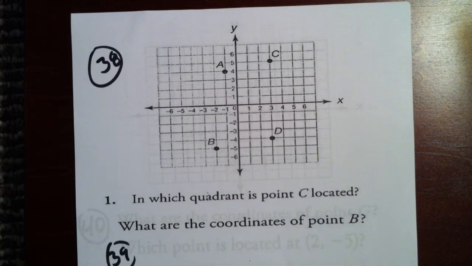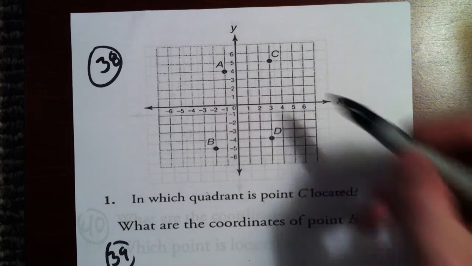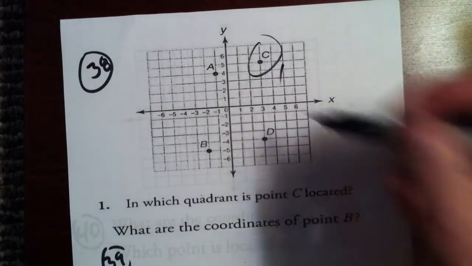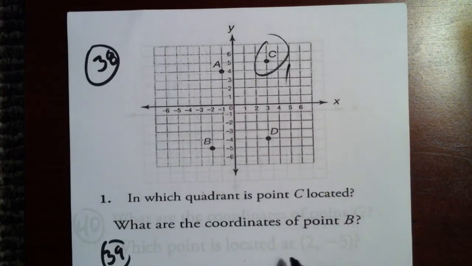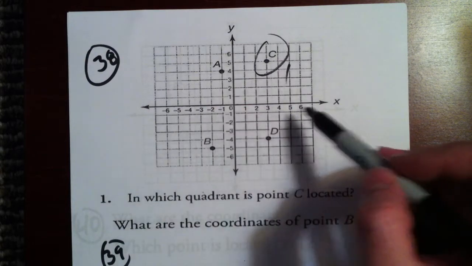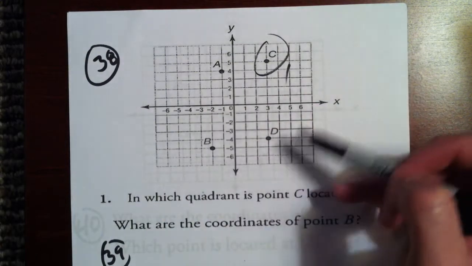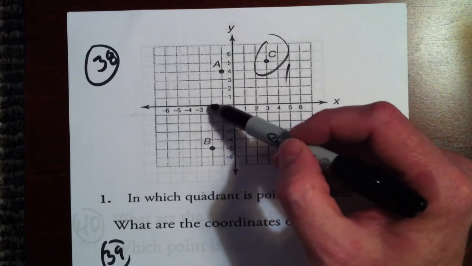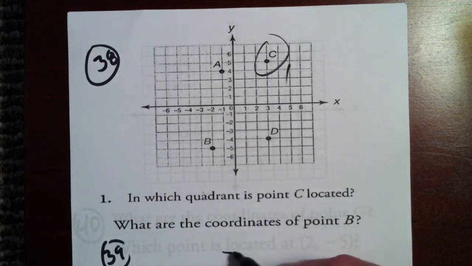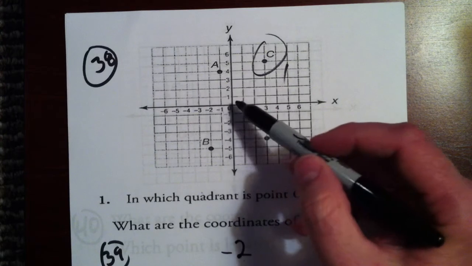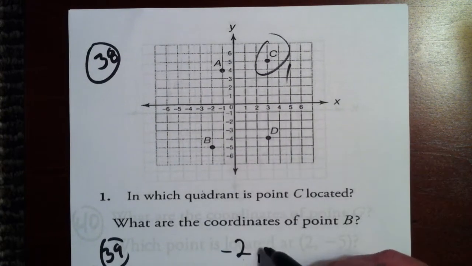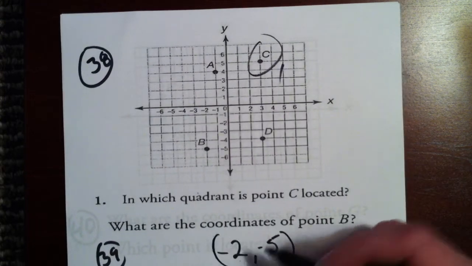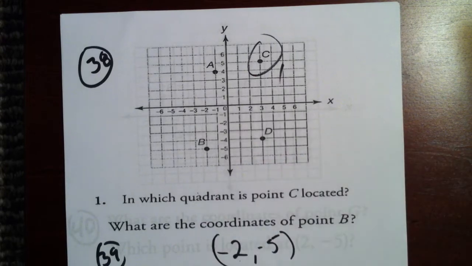In which quadrant is point C located? That is going to be in quadrant 1. What are the coordinate points for B? Well, remember, we do the x-axis first, then we do the y-axis. X is negative 2, and B is negative 5. Negative 2, negative 5.